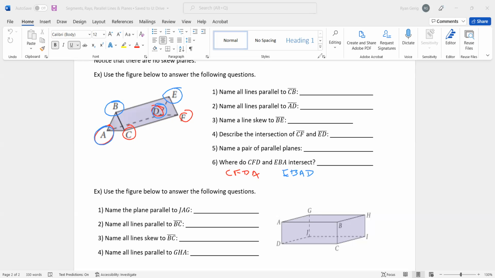I have 2 planes intersecting. If you remember that when you have 2 planes intersecting, they make a line. So I should have 2 letters in common. You should see that it is a D.